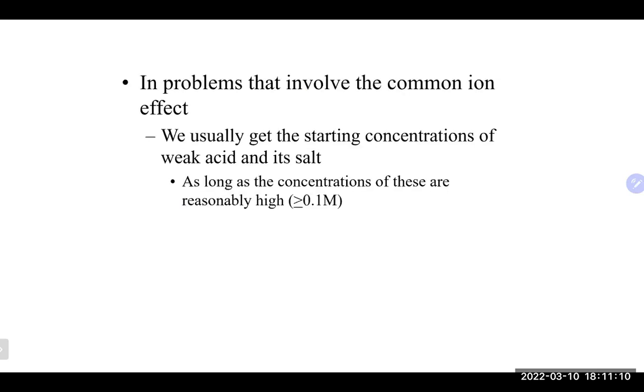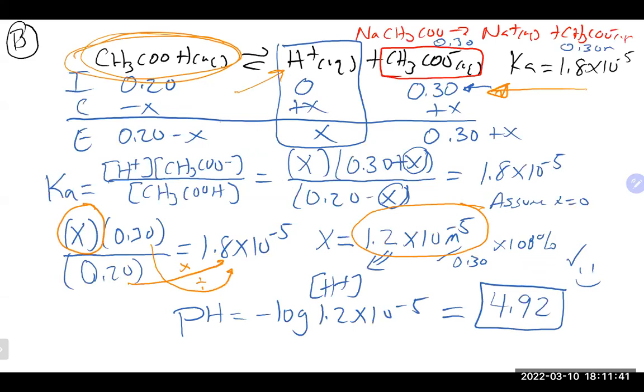and as long as they are relatively large values, we can actually assume that our initial concentrations are the equilibrium concentrations. So what that means, if we go back and look at the example that we did, and we actually went back and plugged in the X values, right? If I took 0.2 minus 1.2 times 10 to the minus 5, what will I end up with?